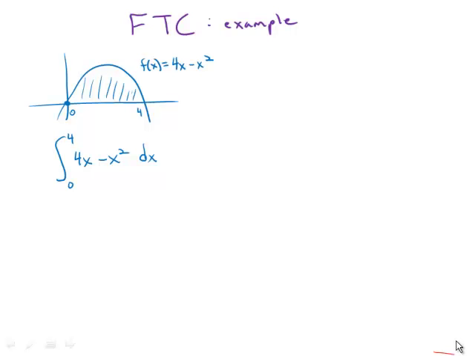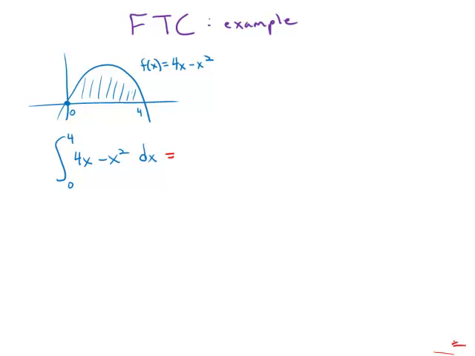In this video, we'll show an example of the fundamental theorem of calculus in use. Suppose we have a function f of x equals 4x minus x squared, just an upside down parabola, and we want the area that is above the x-axis, so going from x equals 0 to x equals 4. Of course, this is a nice, smooth, continuous function. So this will be the integral from 0 to 4 of 4x minus x squared dx.